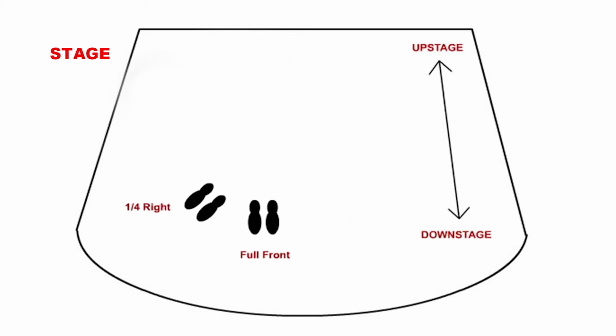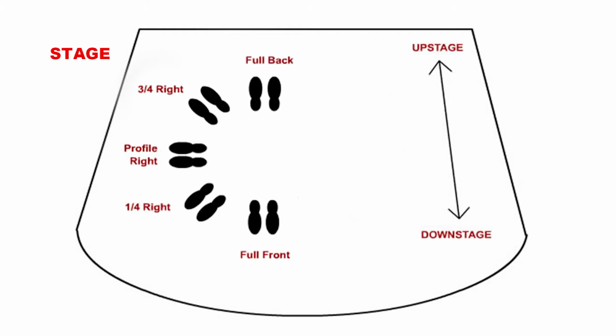All right, we'll keep going in the clockwise direction, going towards stage right first. So we have a quarter turn right, and then we have profile right. Aptly named because when I'm facing this direction, the audience is looking at my profile. Then we have a 3/4 turn to the right, which has me facing somewhat to the audience, but not fully towards the back. That's the next position. From this position, you are looking fully at my back. My back is fully towards the audience.